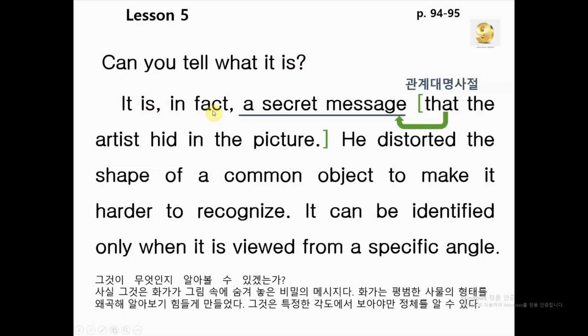It is, in fact, a secret message that the artist hid in the picture. He distorted the shape of a common object to make it harder to recognize. It can be identified only when it is viewed from a specific angle.